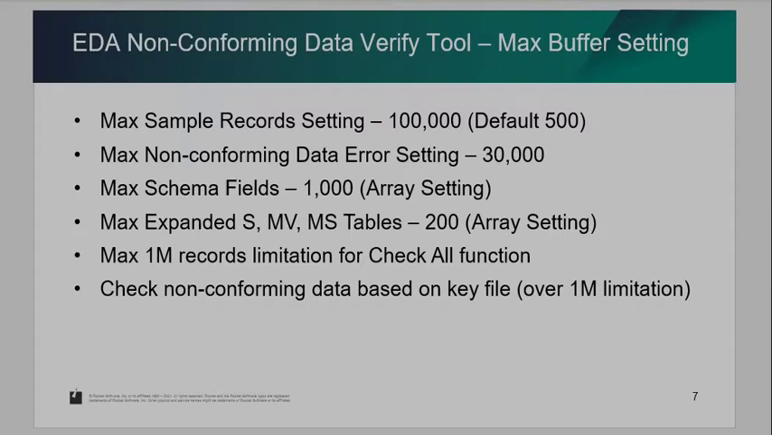Also, if you use the check all function, the maximum is restricted to 1 million records. If you have more than 1 million records, then you need to use another way, called checking based on the key file data.